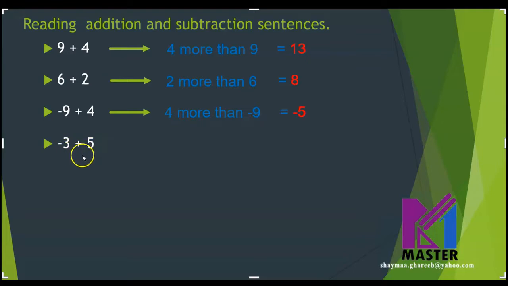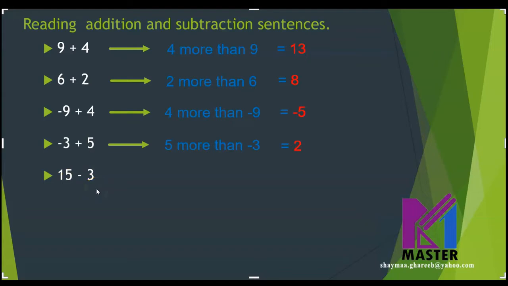One more addition sentence with a negative number, negative 3 plus 5. I can read it as 5 more than negative 3, which means I will count on by 5 steps after the negative 3. Let's count on together. After negative 3, we have negative 2, negative 1, then 0, 1, 2. Then the answer will be 2. Number 2 is 5 more than the negative 3. Okay?